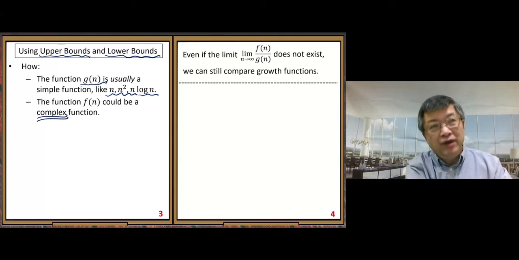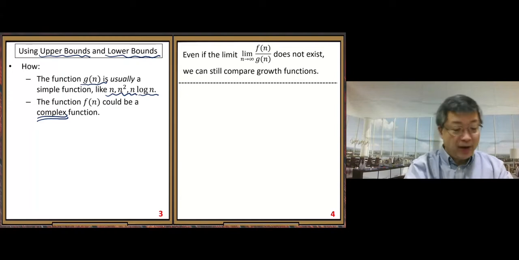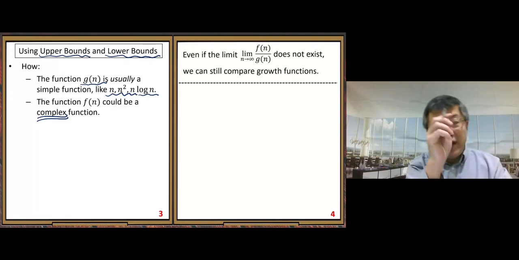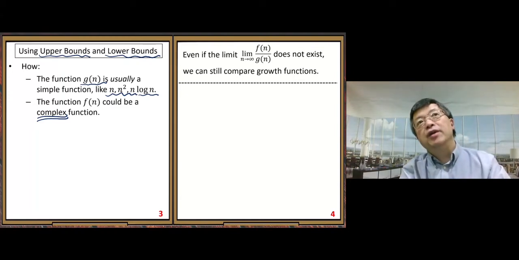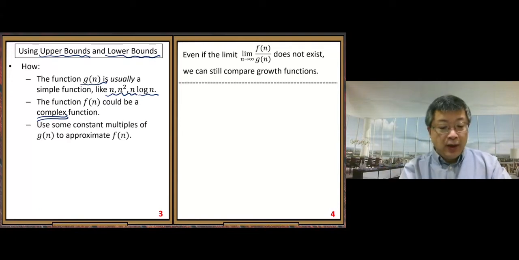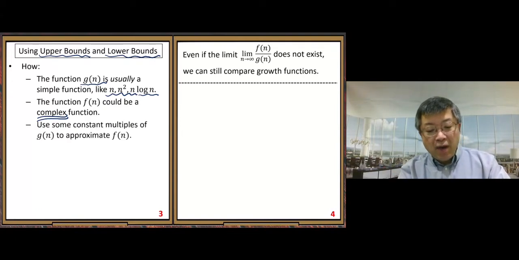Complex could have a different meaning. Here we mean complicated, not the real complex. All right. We use some constant multiples of g of n to approximate f of n.